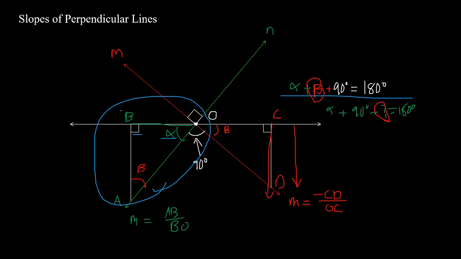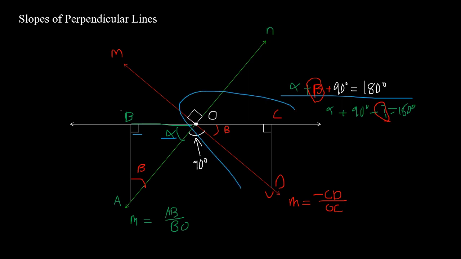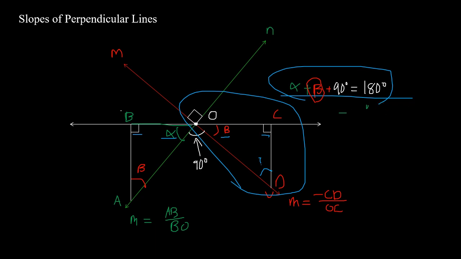And we can do the same thing for the triangle on the red side. In this triangle, we have beta plus 90 degrees plus some unknown angle equals 180 degrees. Let me write the equation for the red.